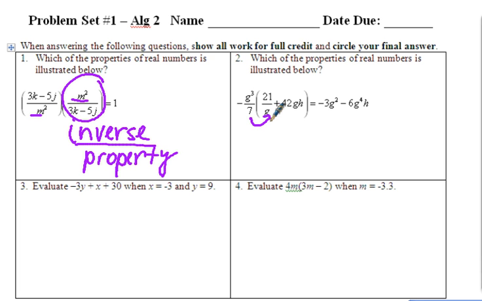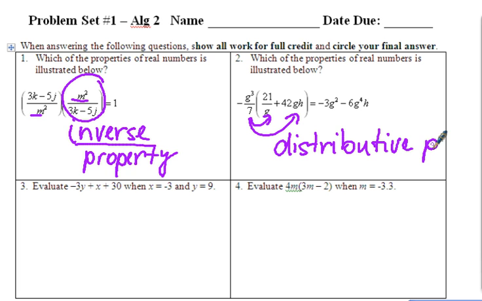In this problem, we multiplied parentheses with a term that is in front of it, it's the distributive property. Distributive property. Number 3, you are supposed to be evaluating the expression negative 3y plus x plus 30 for x is negative 3 and y is 9.